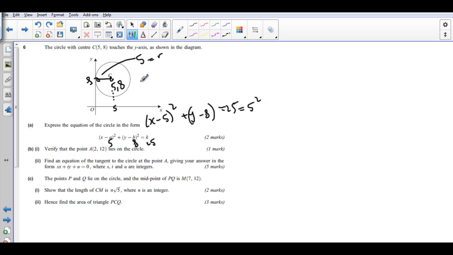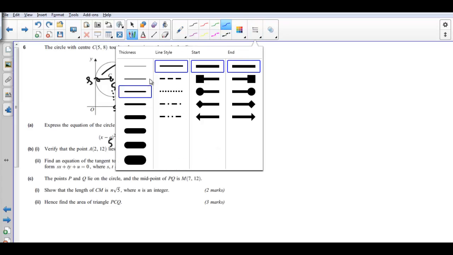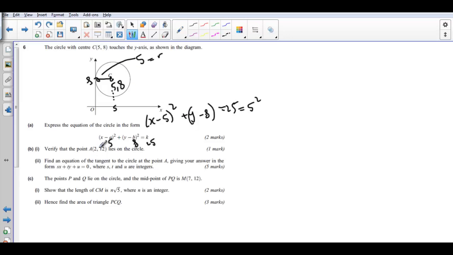Okay. Part B, verify that the point (2, 12) lies on the circle. Easiest way to do this is to just take those values, stick them into our equation, and hopefully it'll work out. If it does, then we're good. If it doesn't, we know that something's gone wrong or it's not on the circle.